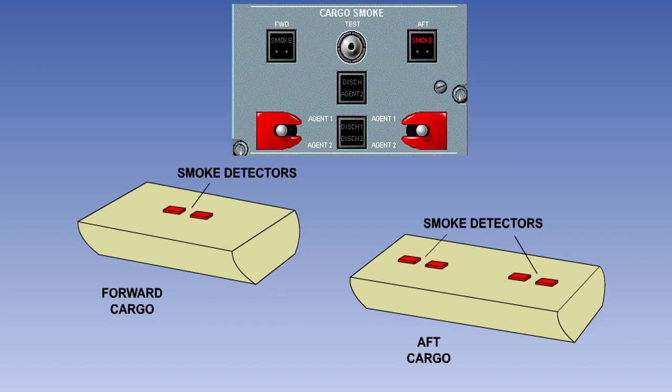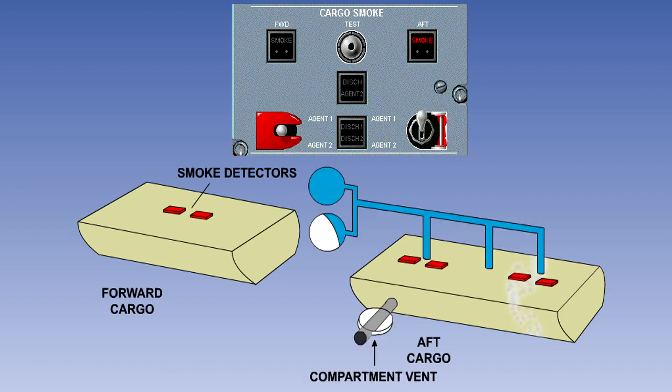If a pair of aft cargo detectors sense smoke, the red smoke light will come on. At the same time, the fire bell or chime will sound. The pilot will cancel the oral warning, then carry out the cargo fire warning checklist. In the particular system shown here, there are 2 cargo fire bottles. The pilot will raise the guard and operate the discharge switch to discharge cargo fire bottle 1 into the compartment.